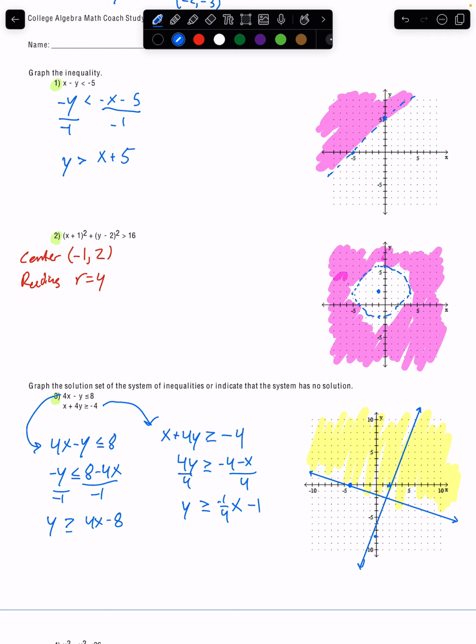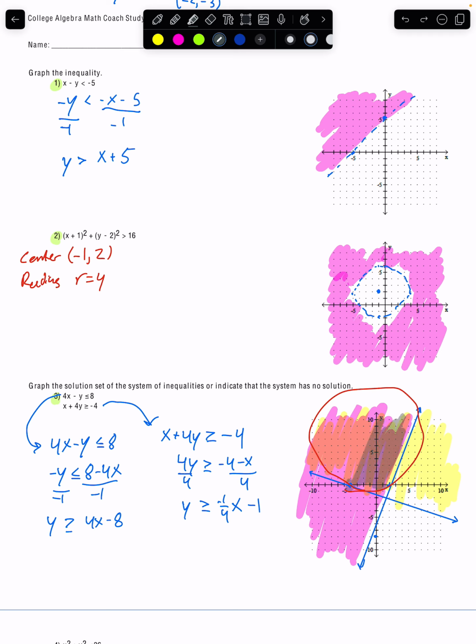And I'll shade this part. We need the greater part, so I'm going to shade it pink. I'll shade it right here. And the part that intersects is going to be our answer. It should be this whole piece right here. So you could shade it a different color, like gray or something. That would be our answer.